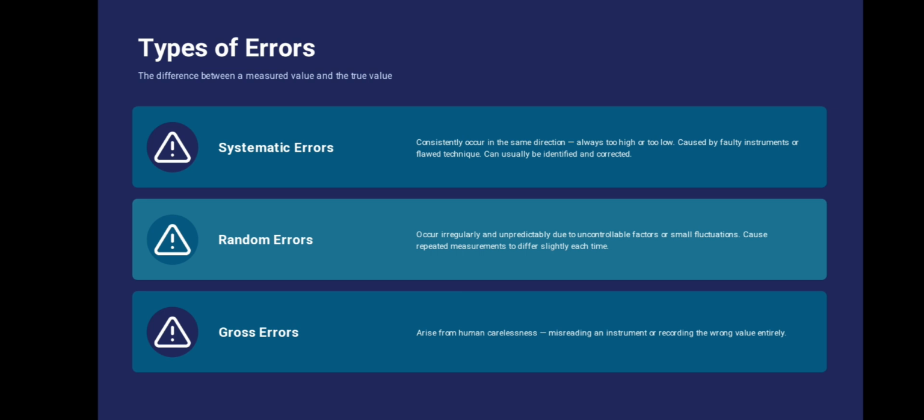Because they are consistent, systematic errors can often be identified and corrected. Random errors occur irregularly and unpredictably due to unknown or uncontrollable factors, small fluctuations in conditions, or limitations in the observer's ability to read an instrument the exact same way every time. These cause repeated measurements of the same quantity to differ slightly from one another. Gross errors arise from human carelessness, like misreading an instrument or recording the wrong value entirely.